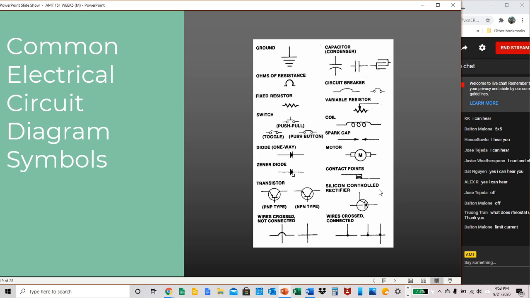Silicon controlled rectifier. You might see that symbol in some of our schematics, but it's not really something that we're going to be talking a lot about in this class. And again, wires crossed or connected versus wires crossed but not connected.